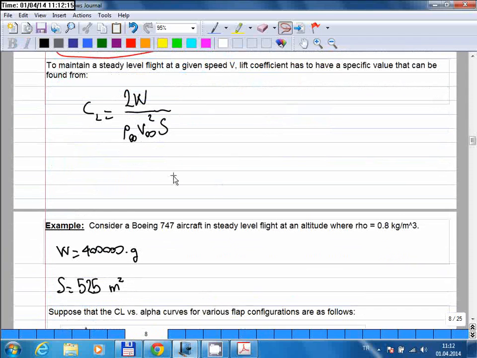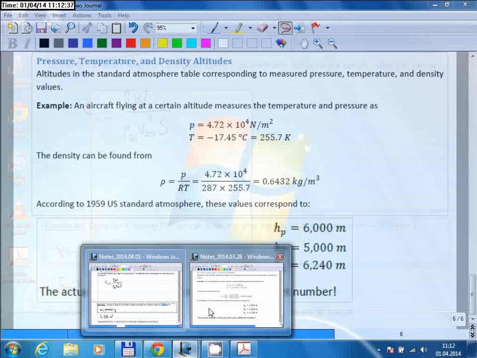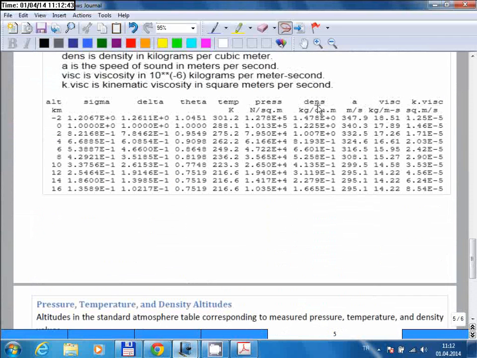Okay, now before proceeding further, let's take a look at a very simple example. Let's consider a Boeing 747 aircraft in steady level flight at a certain altitude where the rho is 0.8 kilograms over cubic meters. Let's see what the altitude should be approximately. Let me refer to the previous table here. It was 0.8, right? And 0.8 is a little bit higher than this altitude, so the altitude of the aircraft should be a little over 4 kilometers.